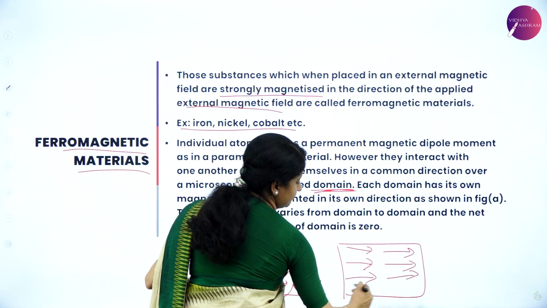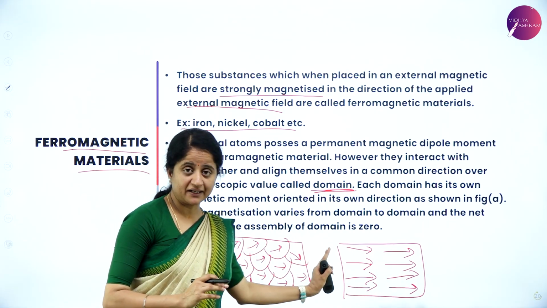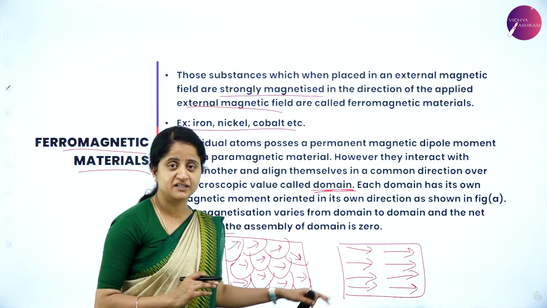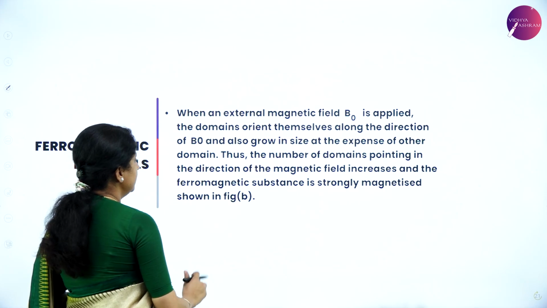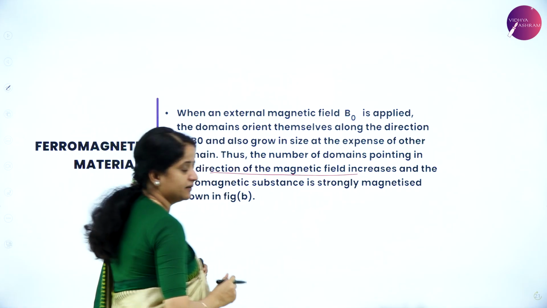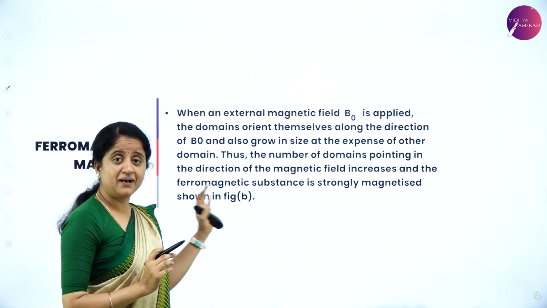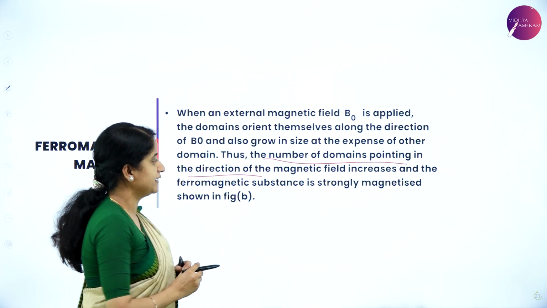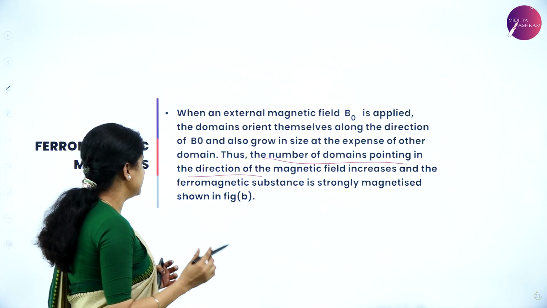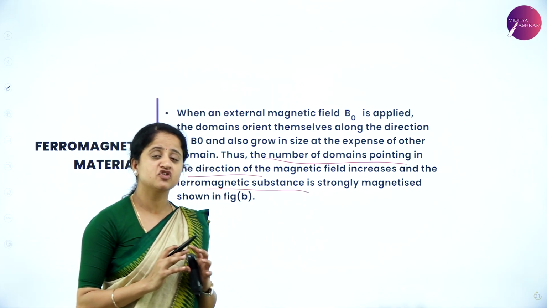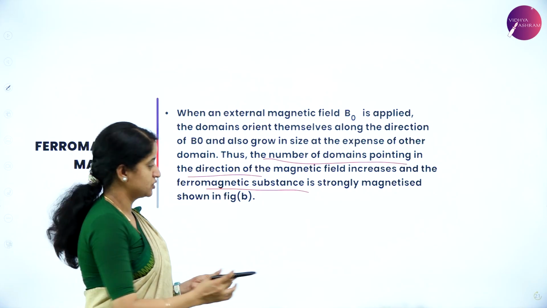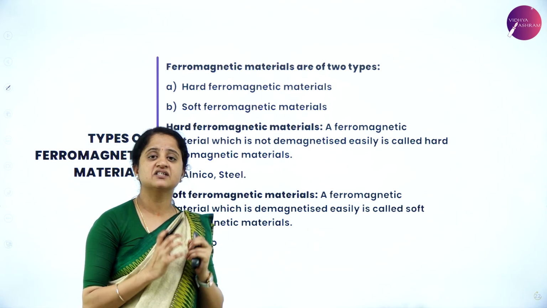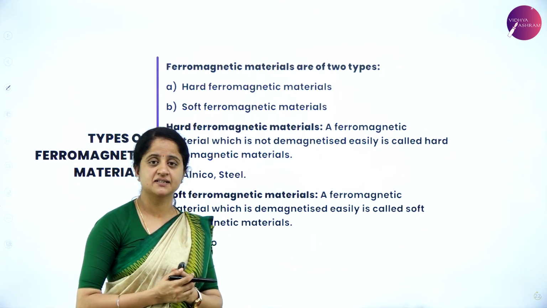This is in the absence of a magnetic field. Whenever the external magnetic field is applied to the domains, they will try to align in a single direction, and the direction is along the direction of the magnetic field. So the result of applying a magnetic field is that the number of domains pointing in the direction of the magnetic field increases, and hence the ferromagnetic substance is strongly magnetized as shown in the figure. So these ferromagnetic substances, we know they get strongly magnetized when they are placed in an external magnetic field.